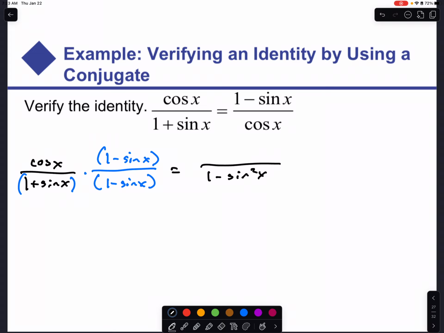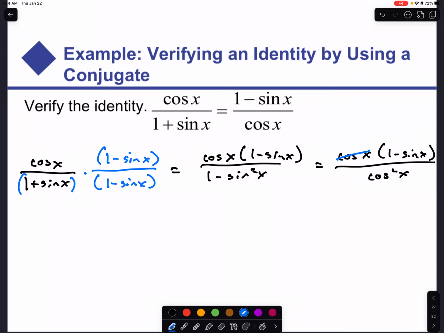On top, cosine. Is that helping us? Right now I'm going to leave the top expanded as cosine of x times 1 minus sine of x. So I'm just leaving it for right now. Then 1 minus sine squared is what? Cosine squared. So the top, I'm going to let it persist for right now: 1 minus the sine of x. And then that denominator now becomes what? Cosine squared x.